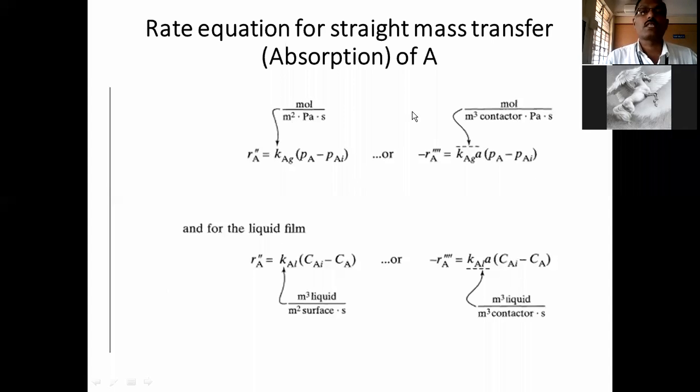This is for the gas film. For the liquid film, minus rA is equal to kL into (CAi minus CA), and minus rA is equal to kL a into (CAi minus CA). This is the mass transfer coefficient of A in the liquid film. But kL depends on the cross-sectional area, meter square of surface, and kL a depends on the volume of the liquid, that is meter cube of liquid per meter square surface per second, and meter cube of liquid per meter cube of contactor per second.